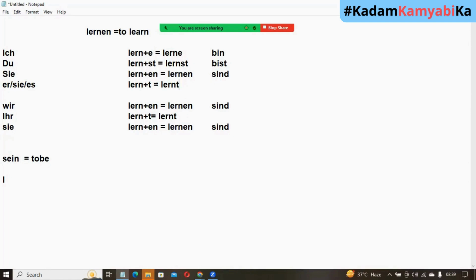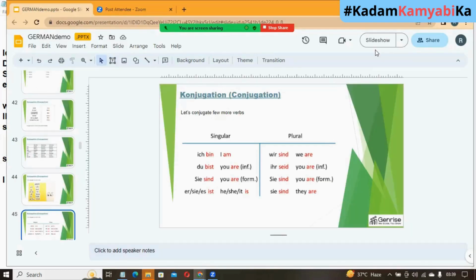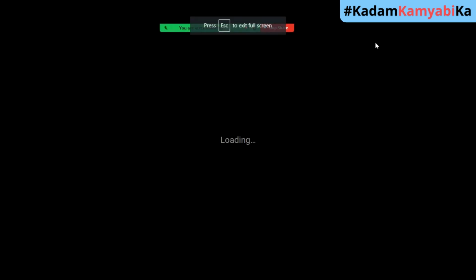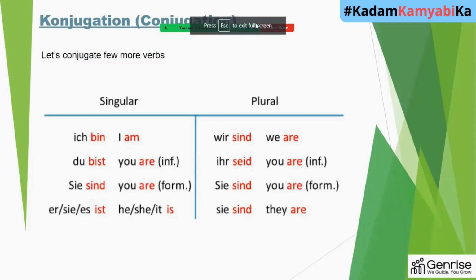Rest, er, sie, es, will always be ist. Ist is 'is' in English. And ihr also will always be seid. It is a new word. Don't get confused. Seid. You have to learn the spelling properly. These are the exceptions. We cannot follow any rule in these. Going back to the slides now. English translation is also written for your reference. I request you to please refer to it.